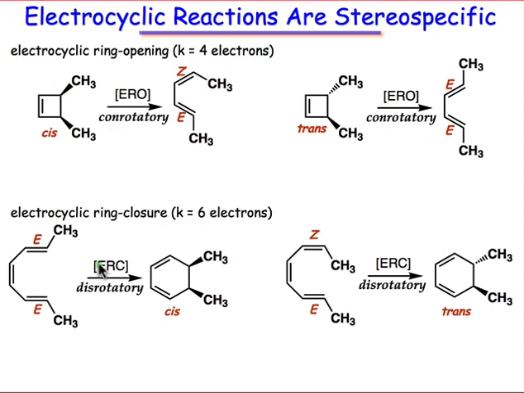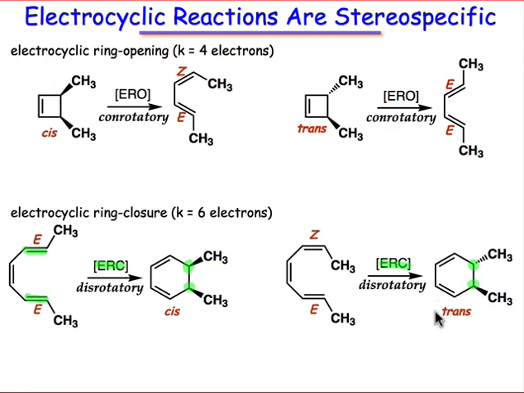On the bottom, we're illustrating electrocyclic ring closure reactions for a k equals 6 pi electron system. In the first case, the terminal double bonds both have E geometry. This process, as we'll learn, is a disrotatory process, and you should convince yourself that the disrotatory process, twisting in the opposite directions, is going to generate the cis isomer. The EE configuration, by disrotatory process, generates the cis isomer. The ZE double bond configuration, by the disrotatory process, generates the trans isomer.